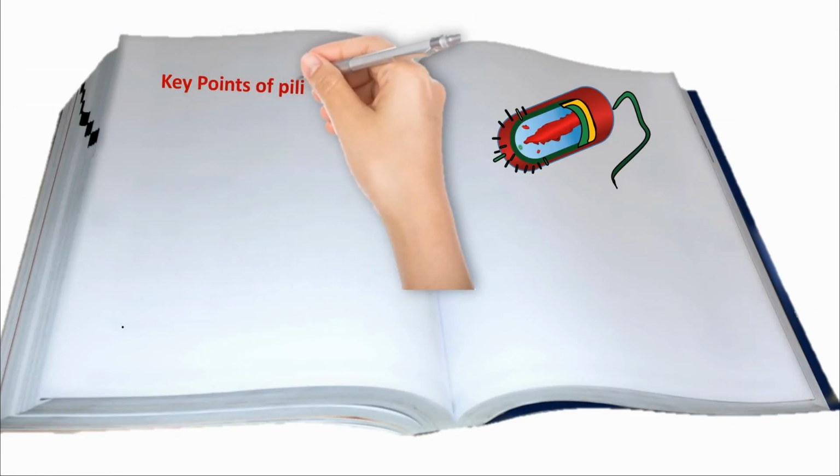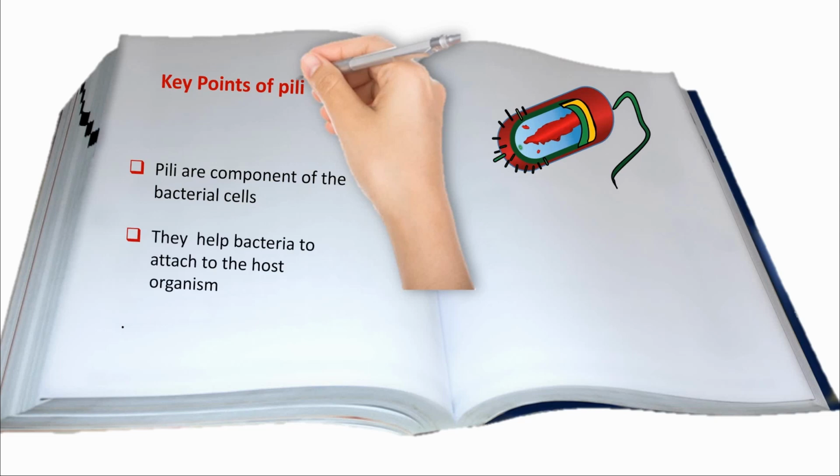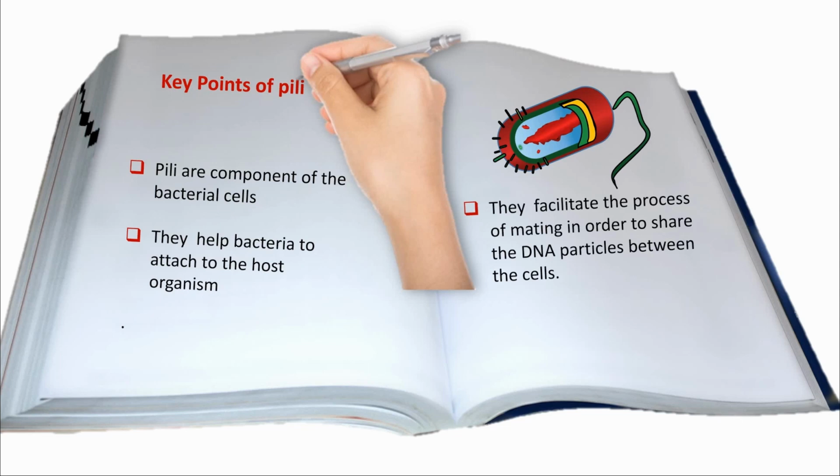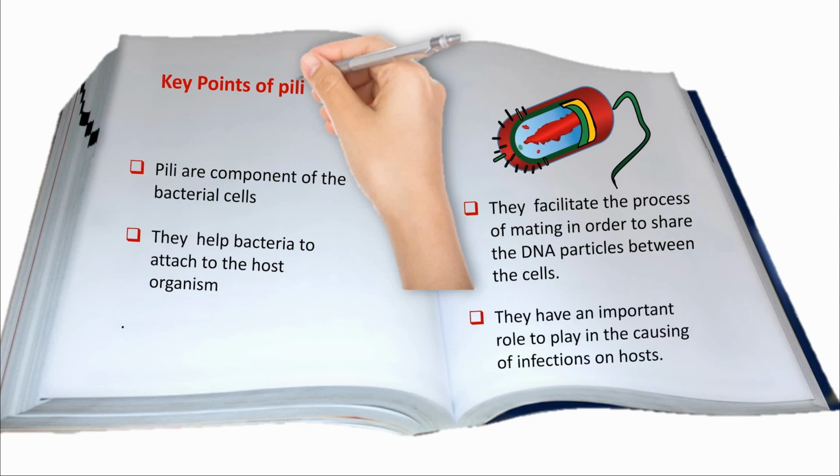Key points of pili. Pili are components of the bacterial cell. They help bacteria to attach to the host organism. They facilitate the process of mating in order to share the DNA particles between the cells. And they have an important role to play in the causing of infections on hosts.